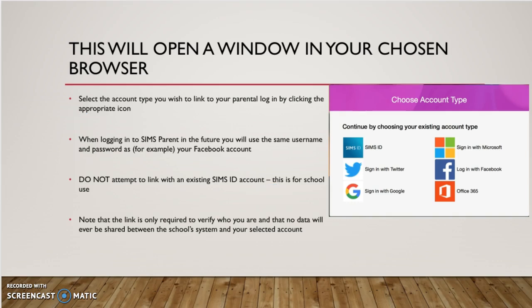The registration website will ask you to provide the account type that you're going to link to your new SIMS Parent login. As you can see, it can be Twitter, Google, Microsoft, so like a Hotmail account, Facebook or Office 365. Do not attempt to link with the SIMS ID. That's something that the school uses. Please note that all you're doing is linking the two accounts together to prove who you are. No information will ever be shared with the SIMS Parent program and your chosen email or your third-party system.